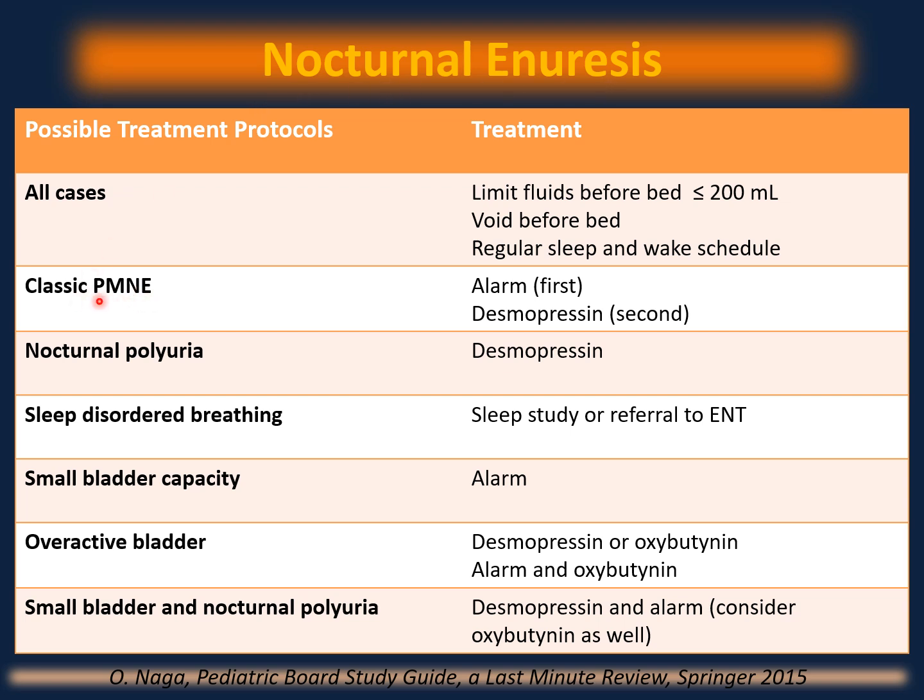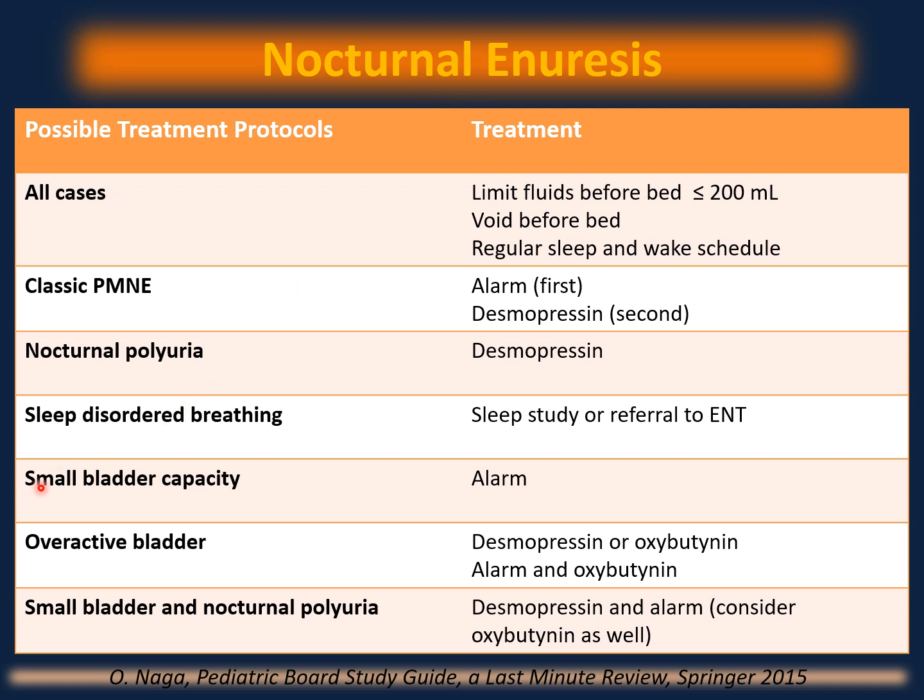The classic type, the primary type: alarm first, then desmopressin second. You try the alarm for at least 12 weeks, then desmopressin if the alarm failed. Nocturnal polyuria: desmopressin. Sleep disordered breathing: you need to do a sleep study or lateral neck x-ray. If the adenoid is large, refer to ENT for removal. This by itself can treat nocturnal enuresis.